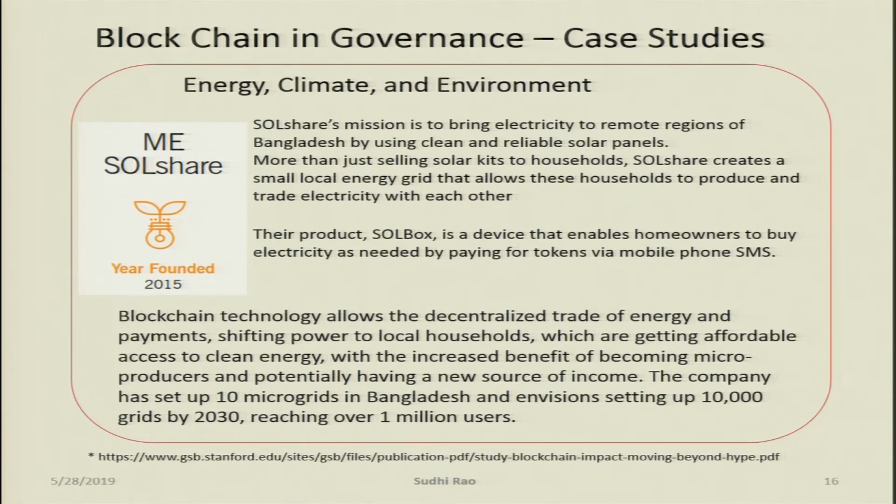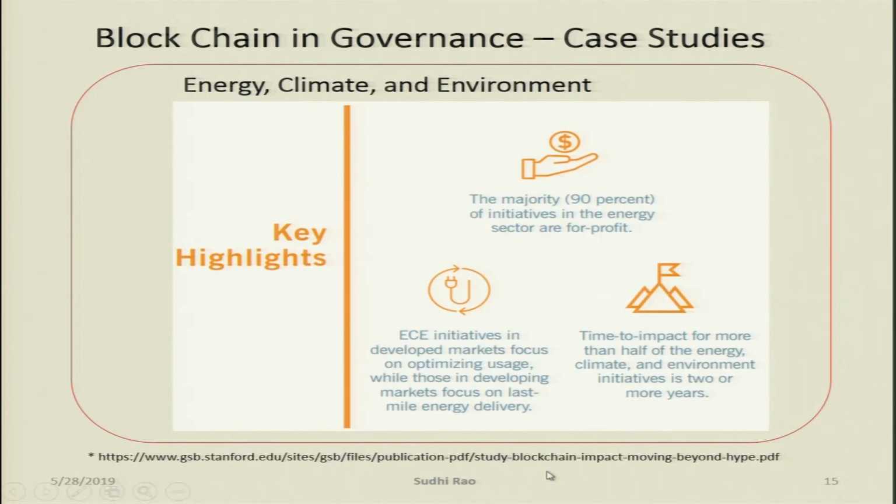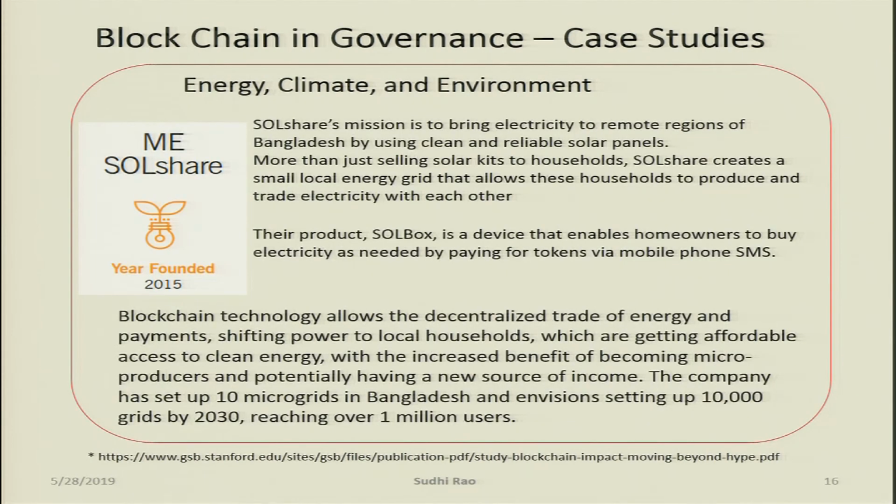So, the idea is to enable these big companies to optimize their generation and trading of energy. In a smaller country, it is to empower individuals to generate energy, use it and trade it when it is required. That is what was referred to in this point. It said EC initiatives in developed markets focus on optimizing usage, while those in developing markets focus on last mile energy delivery. Remember, the Solshare project, their device, their grid can be set up anywhere. There does not have to be a state grid. If there are houses with no power, it can be set up there.